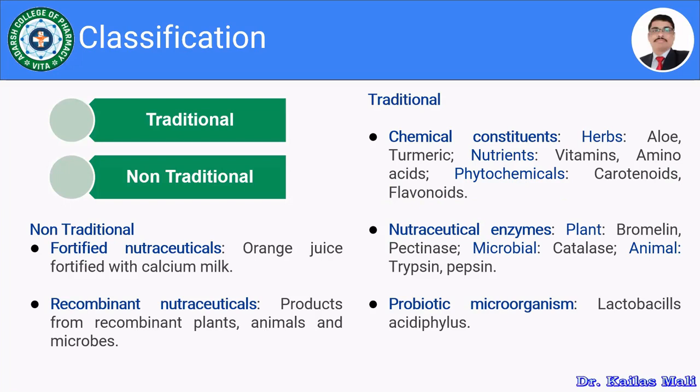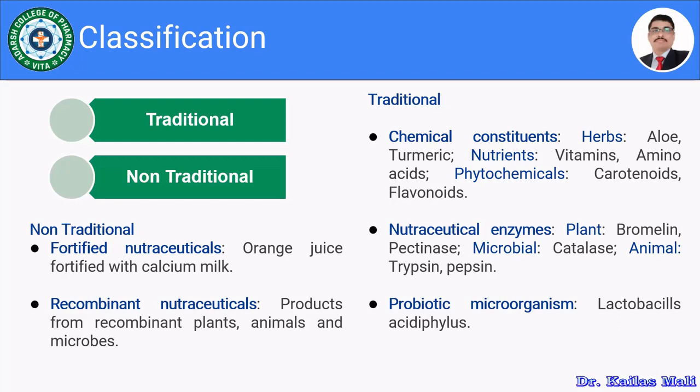And the recombinant nutraceuticals, which are being prepared with the help of biotechnology. For example, products from the recombinant plant, then animals and the microbes, right? So in this way, the non-traditional nutraceuticals are going to be classified. So non-traditional nutraceuticals, very first one, that is fortified nutraceuticals, and second one, that is a recombinant nutraceutical.